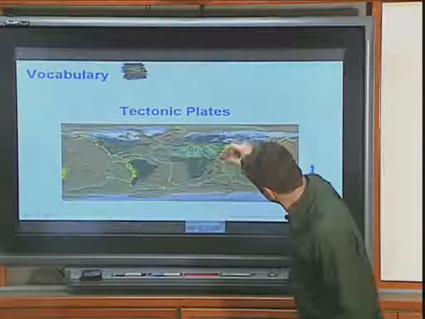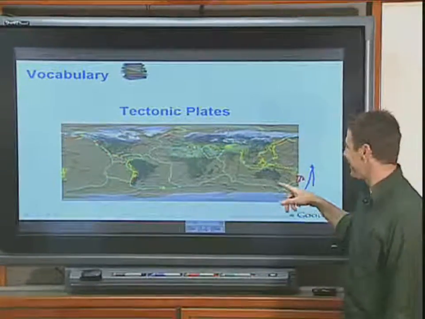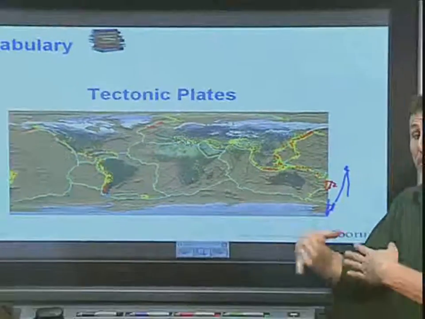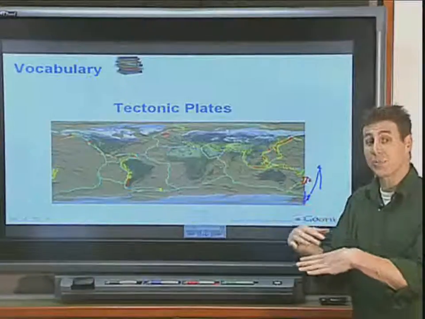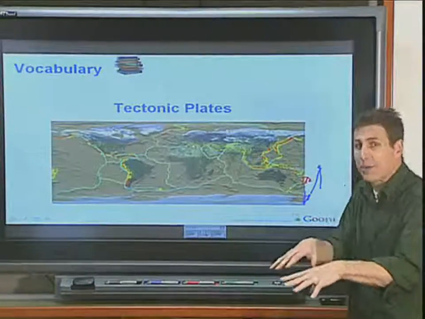Those tectonic plates have these boundary lines where they meet. And along those boundary lines, where those tectonic plates meet, they fit together like puzzle pieces, and they're constantly moving and bumping into each other and grinding and building up pressure.